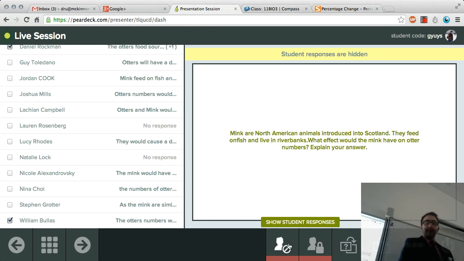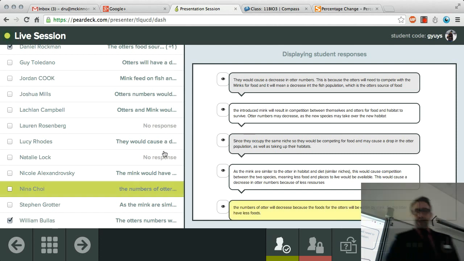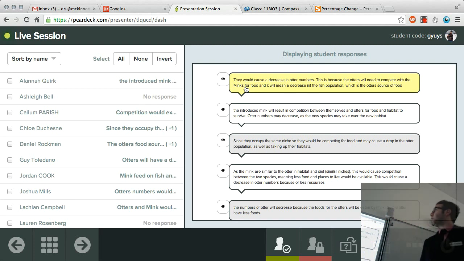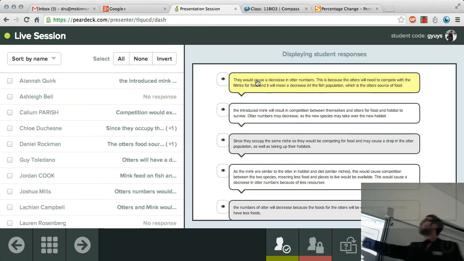Alright, let's have a look. So again, worth 2 marks, 2 minutes of your time, and you're given an effect and the explanation. So let's have a look down here. What have we got? So they would cause a decrease in otter numbers. This is because, this is the top one here, the otters will need to compete with the minks for food and will mean a decrease in the fish population, which is the otter source of food. That's perfectly fine. Something else. Is that you, Lucy? Yeah, well done. Something else that you could also mention.